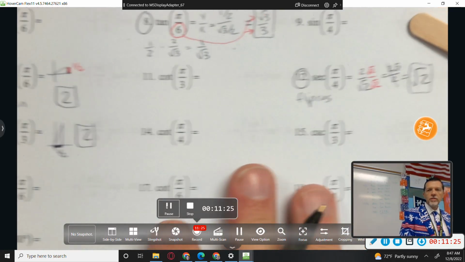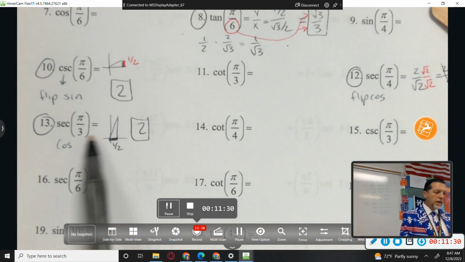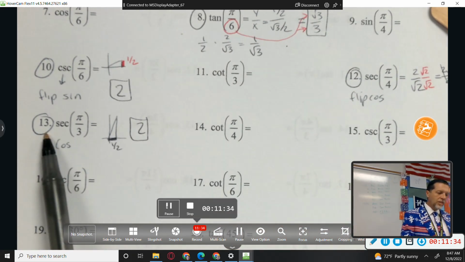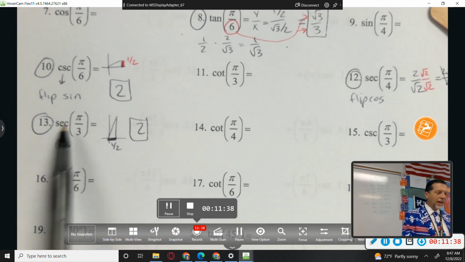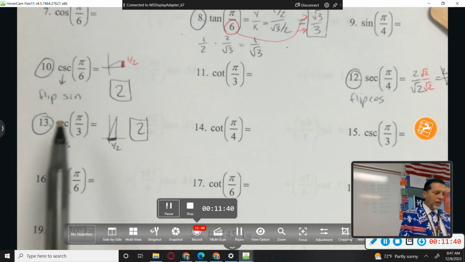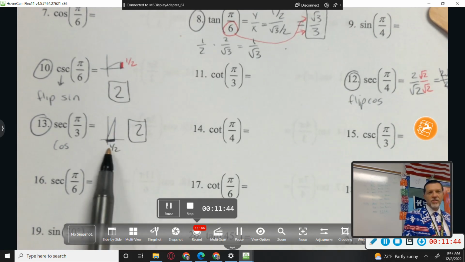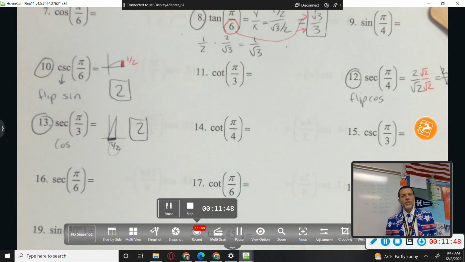So 12 is square root of 2. 13 is 2. Probably the most common mistake on one like 13 is answering 1/2, because your brain has to go through so many steps. Okay, I got to find cosine, and then I got to find pi over 3, and it's the short side, and all of those things, and you're like, okay, it's 1/2, and then you forget that you're supposed to flip it over at the end. So it's an easy partial credit thing, but it's also a silly mistake to make.